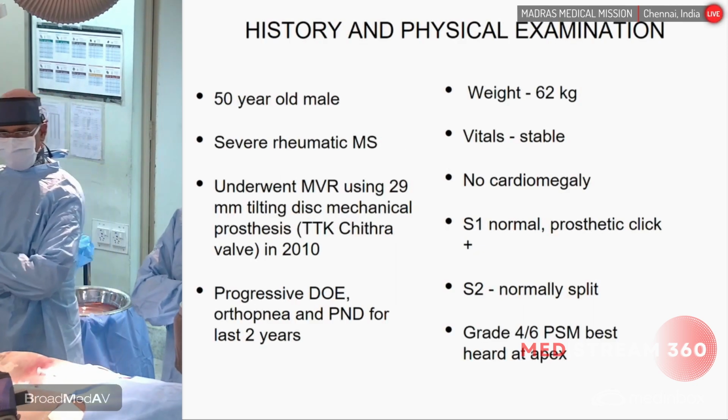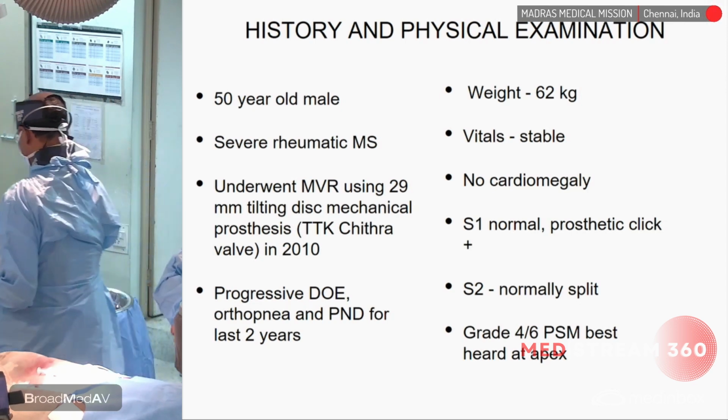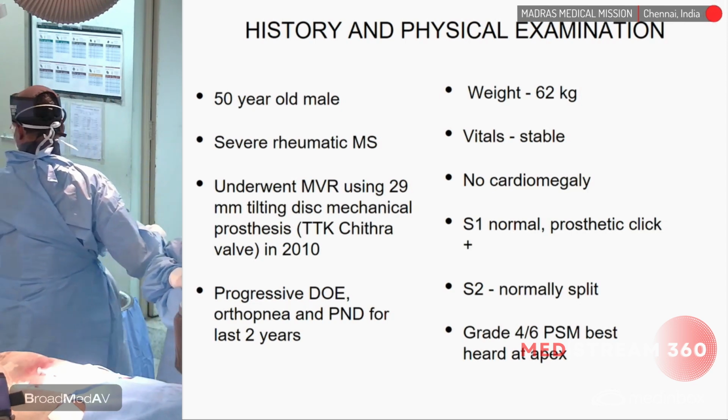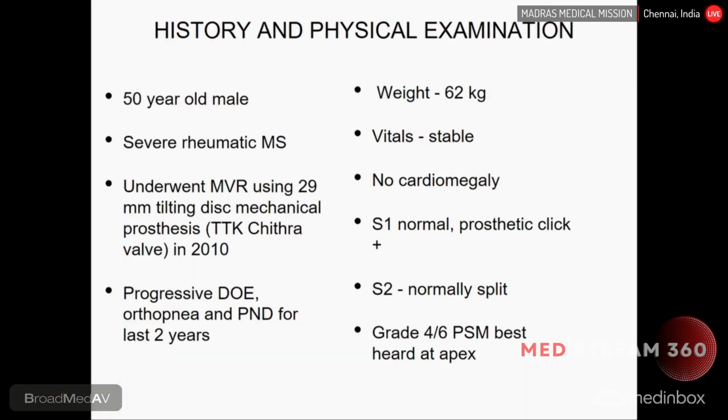Today's patient is a 50-year-old male who was diagnosed to have severe rheumatic mitral stenosis and underwent mitral valve replacement using a 29 mm tilting disc mechanical prosthesis, known as the TTK Chithra valve, in 2010. He presented with progressively worsening dyspnea on exertion, orthopnea, and paroxysmal nocturnal dyspnea for the last 2 years.